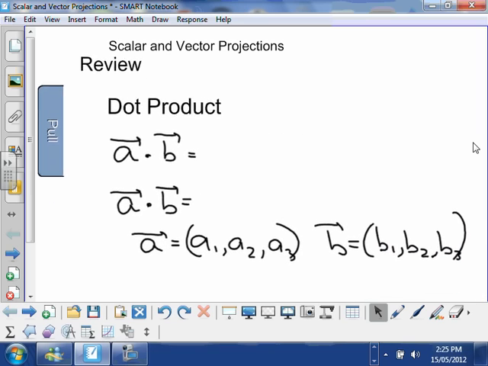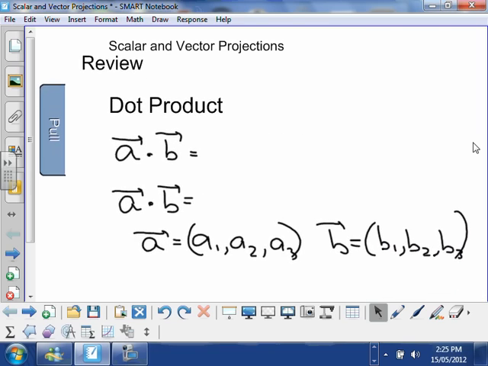We will start off by reviewing the dot product. What was the dot product? Well, when two geometric vectors were given, the dot product was nothing else but magnitude of A times magnitude of B times cos alpha, where angle alpha is nothing else but the angle in between vectors A and B.